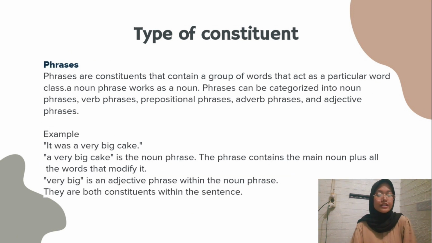The second type is phrases. Phrases are constituents that contain a group of words that act as a particular word class. A noun phrase works as a noun. Phrases can be categorized into noun phrases, verb phrases, prepositional phrases, adverb phrases, and adjective phrases. For example, it was a very big cake. A very big cake is the noun phrase. The phrase contains the main noun plus all the words that modify it. Very big is an adjective phrase within the noun phrase. They are both constituents within the sentence.